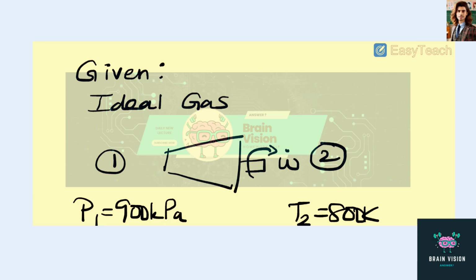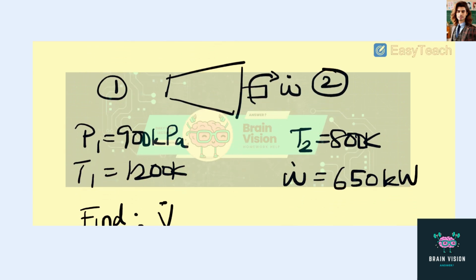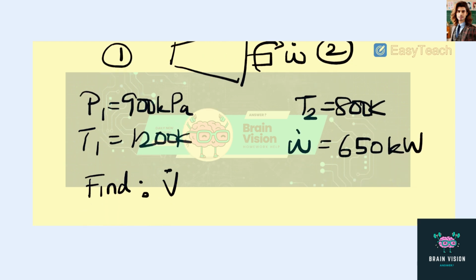Hi everyone, so what we have is an ideal gas that is adiabatically expanded through a turbine and work is extracted from this turbine. We know that this ideal gas enters the turbine at a pressure of 900 kPa and at a temperature of 1200 Kelvin, and it leaves at a temperature of 800 Kelvin. The amount of work that is extracted is equivalent to 650 kilowatts. What we're asked to solve for is the volume flow rate of this ideal gas through the turbine.